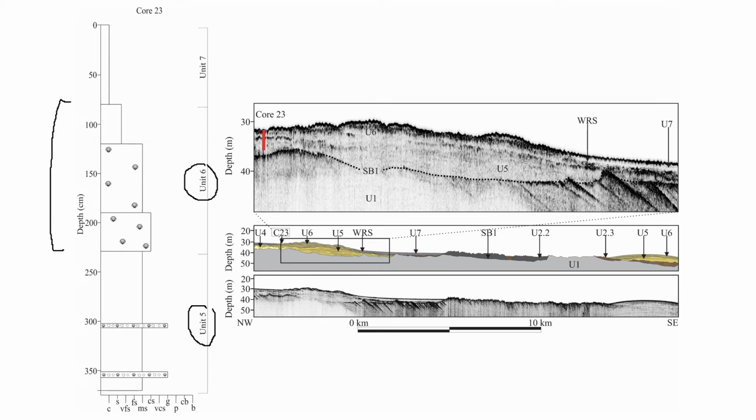Shell fragments are interspersed within the coarsest material. Capping the sediment log is an approximately 75 centimeter thick clay and silt associated with Unit 7.